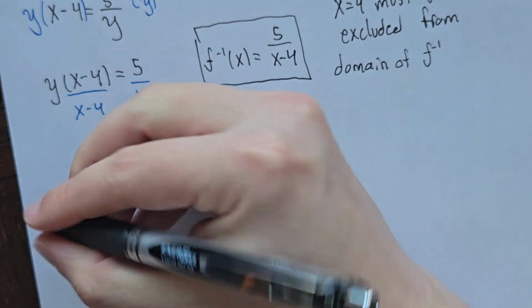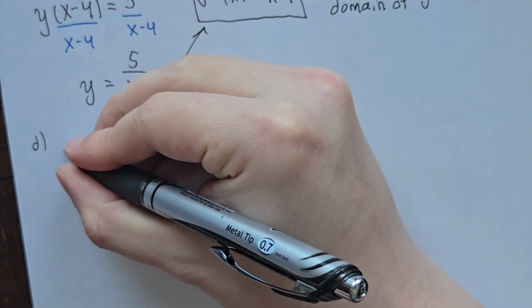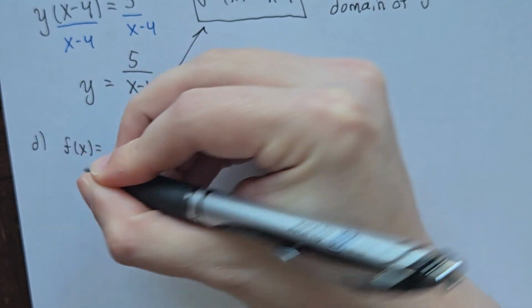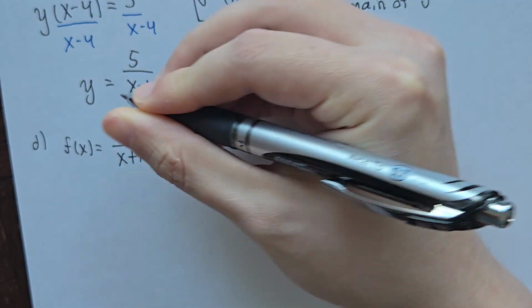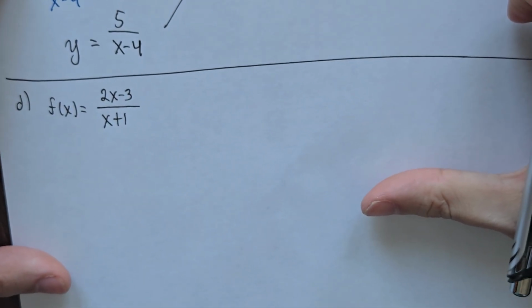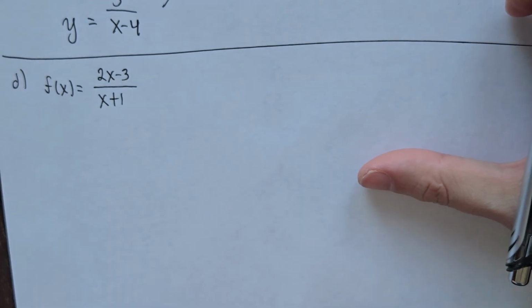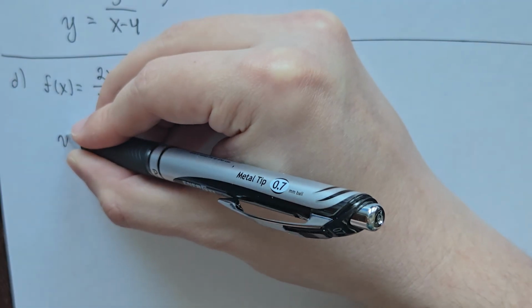Let's look at one more, and then we'll move on. D, the last function that we'll look at is f of x is equal to 2x minus 3 over x plus 1. This will easily be the most complicated one that we'll talk about in this section, so definitely slow down, take notes on this one, because we're going to be going through it. We're going to treat it just the same as we've done the other one.